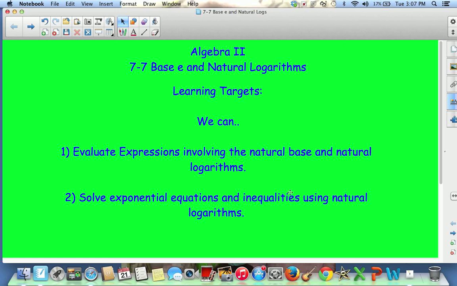Hey, Algebra 2 students. We're going to talk about natural base e and natural logarithms. We're going to be able to evaluate expressions involving the natural base and natural logarithms, and we're going to solve exponential equations. Inequalities, the inequality part will be in class, using natural logs.